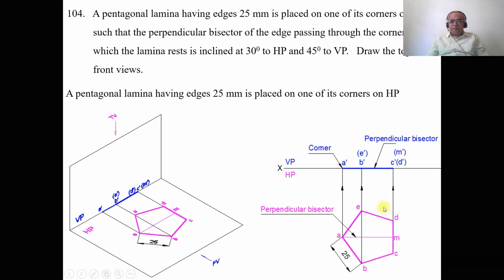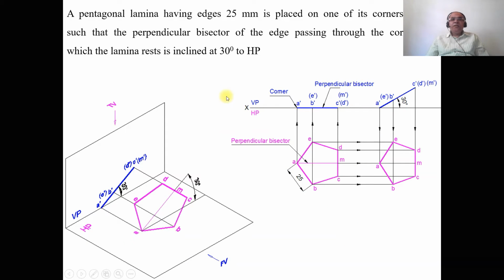So when you see the orthographic view, here ABC is the pentagon of 25 mm side, so that the surface is parallel to HP. So you are getting the true shape in HP. And since the surface is perpendicular to VP, you are getting a line. And AM is the perpendicular bisector. You can see that it is A dash, M dash.